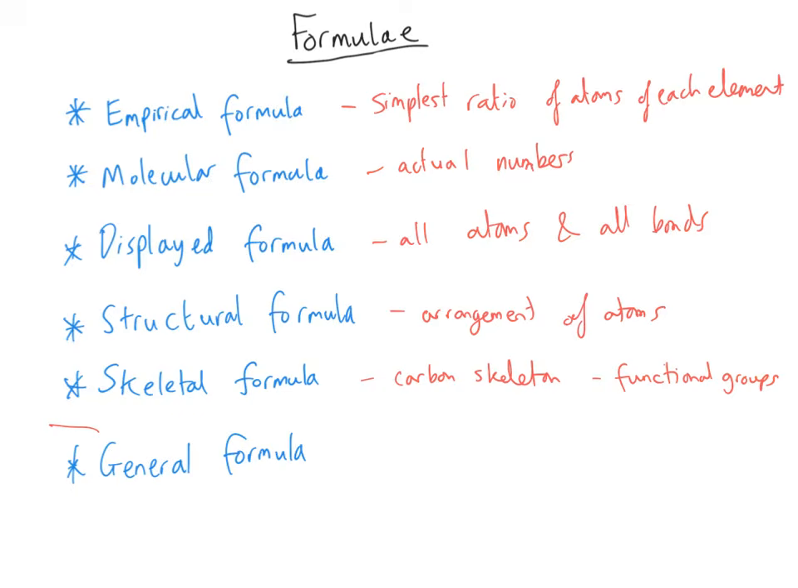So to summarise these 5 formulae that we've been looking at, we've got the empirical formula, which is the simplest ratio of atoms of each element in a compound, the molecular formula, which shows the actual numbers of atoms of each element in a compound, displayed formula, which shows all of the atoms and all of the bonds. The structural formula doesn't show many of the bonds, if any, but it does show the arrangement of the atoms. And the skeletal formula, which doesn't show the actual identity of any of the elements directly, but the zigzag line gives us our carbon skeleton, and we do have functional groups branching off from that carbon skeleton.